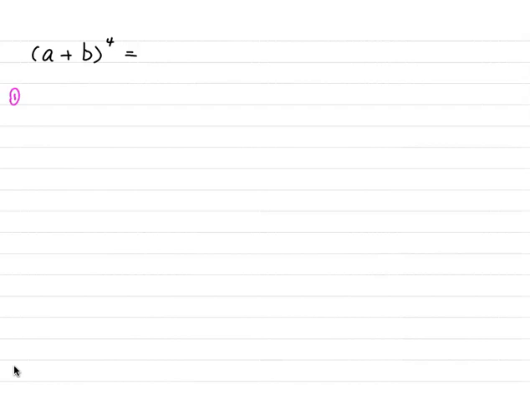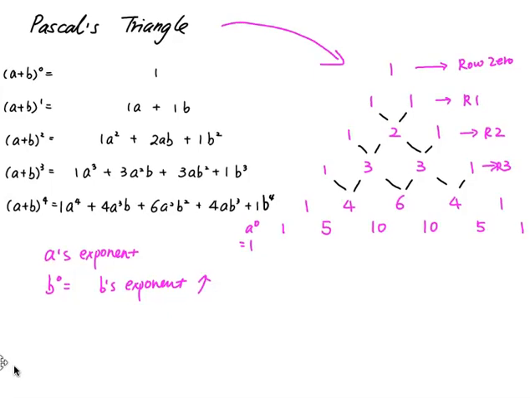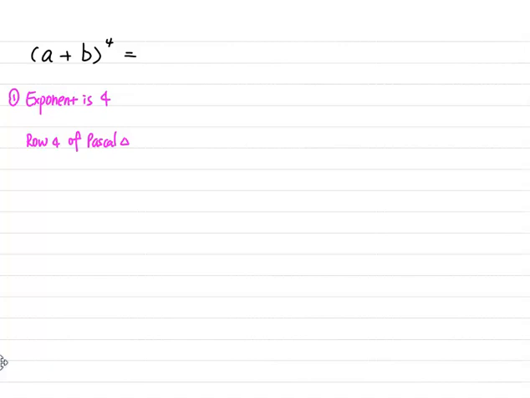Number 1, the exponent is 4. What that means is we need to look at row 4 of Pascal's triangle. Now, we just need to be careful with Pascal's triangle. The top row is row 0. It doesn't start from row 1, so it starts from row 0. So this is row 1, this is row 2, row 3, and this one is row 4. That means we are going to use the numbers from row 4 as our coefficients. So we're going to list the coefficients 1, 4, 6, 4, 1.